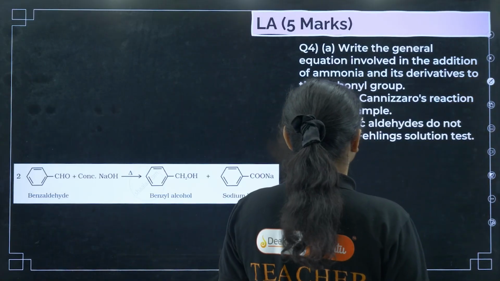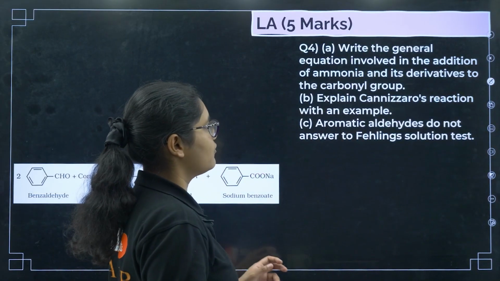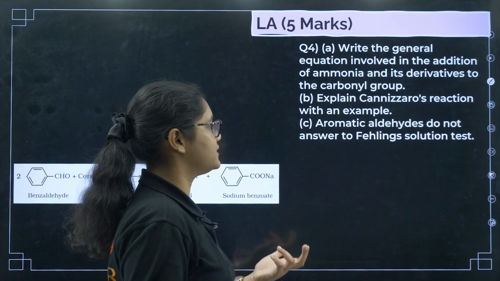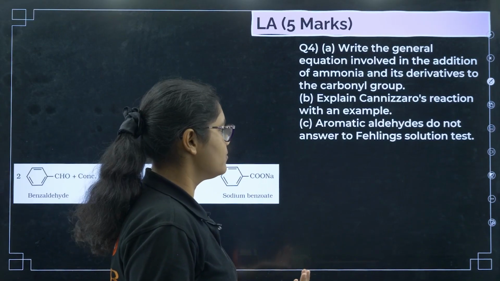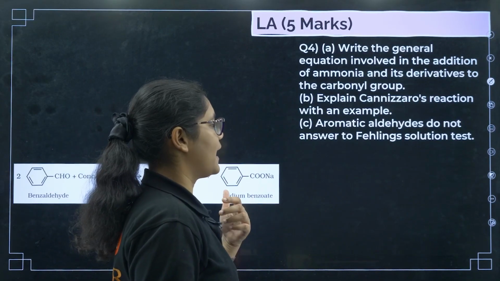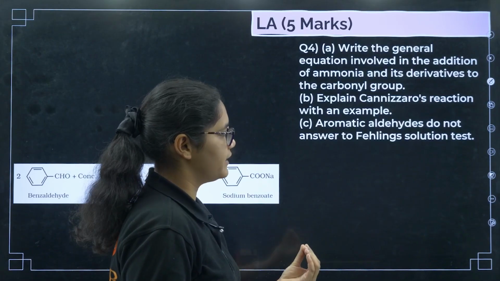Next, we have question number 4. Write the general equation involved in the addition of ammonia and its derivatives to the carbonyl group. Explain the Cannizzaro reaction. Why do aromatic aldehydes not answer the Fehling's solution test?